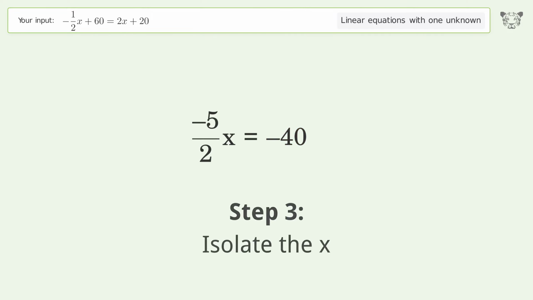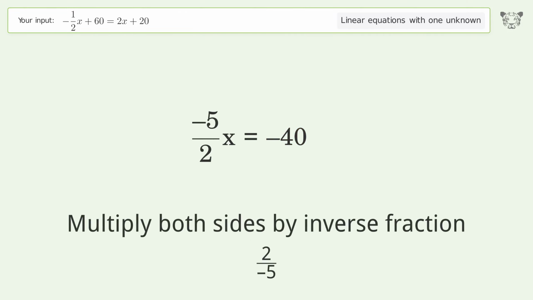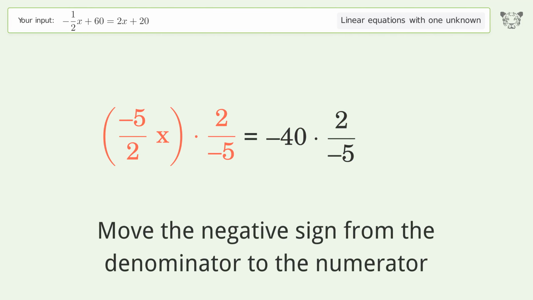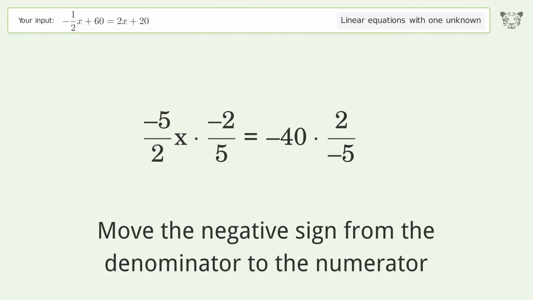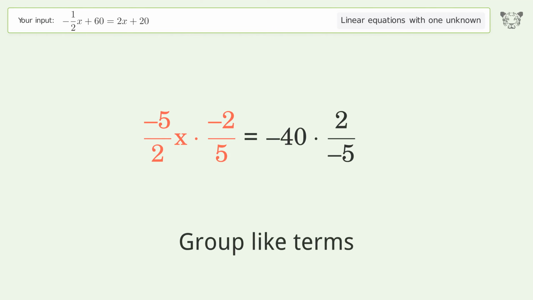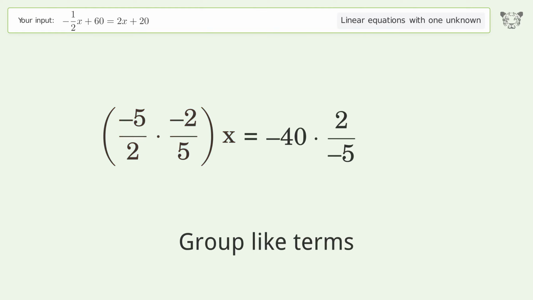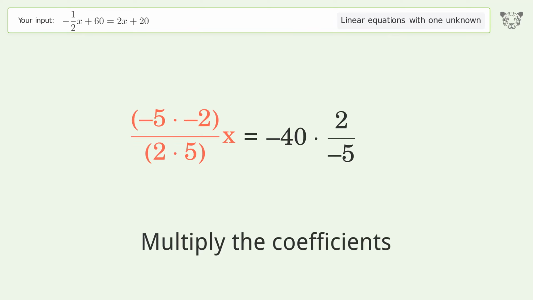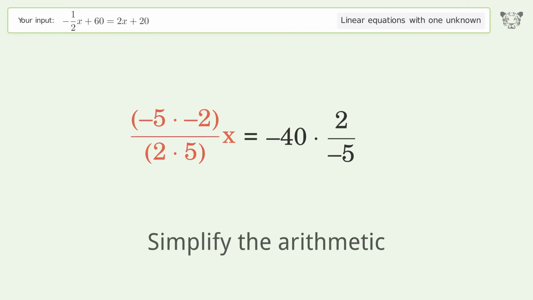Isolate the x. Multiply both sides by inverse fraction 2 over -5. Move the negative sign from the denominator to the numerator. Group like terms. Multiply the coefficients. Simplify the arithmetic.